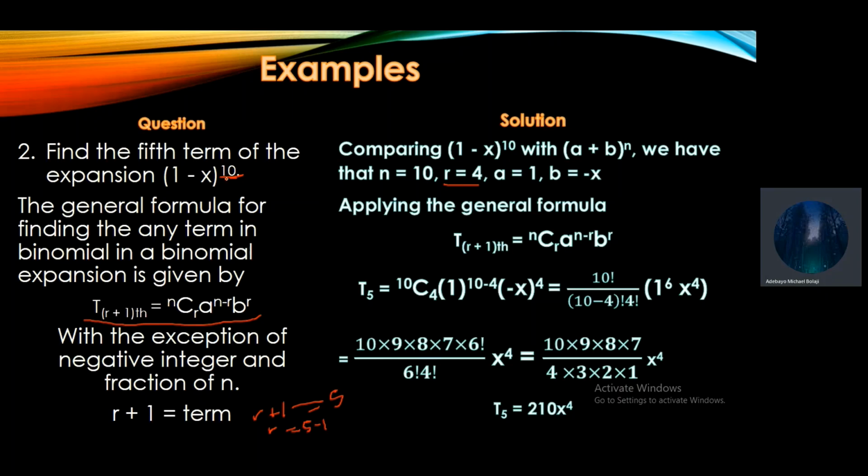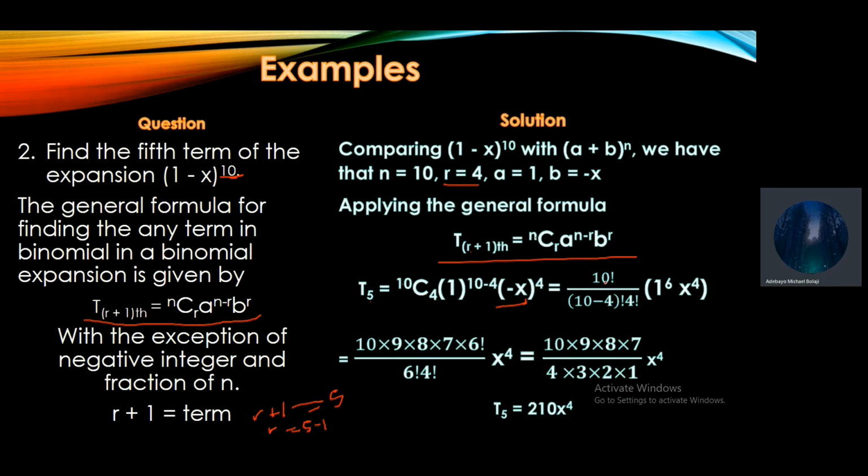And of course our n is equal to 10. Our a is our first term here, which is 1. And our b is our second term here, which is what? Is minus x. Applying our general formula, we have t r plus 1. You know the formula. So what is r? r is 4, right? 4 plus 1 will give us 5. That's why we have t5 here equals to 10. Why do we have 10 here? Because we have n here, and our n is equal to 10. So we have 10 combination 4, and our a is 1. So we have 1 raised to the power of n minus r. That's 10 minus 4, right? Then our b is minus x. So that's why we have minus x here, b raised to the power of r. Our r here is what? Is 4. So that's why we have minus x raised to the power of 4.